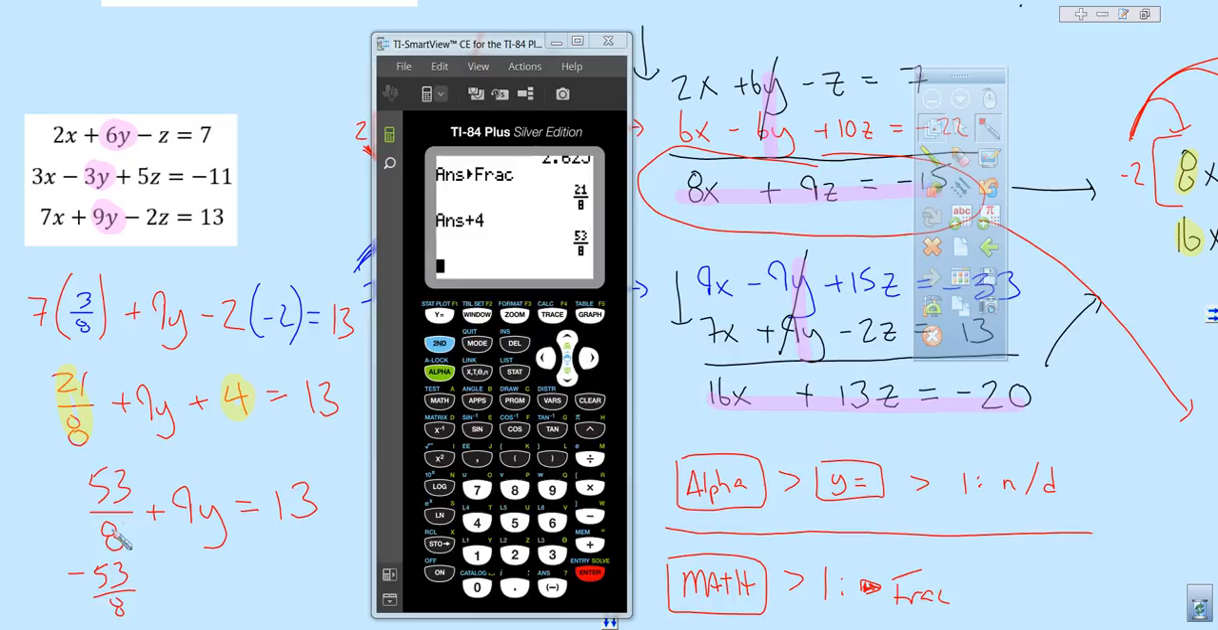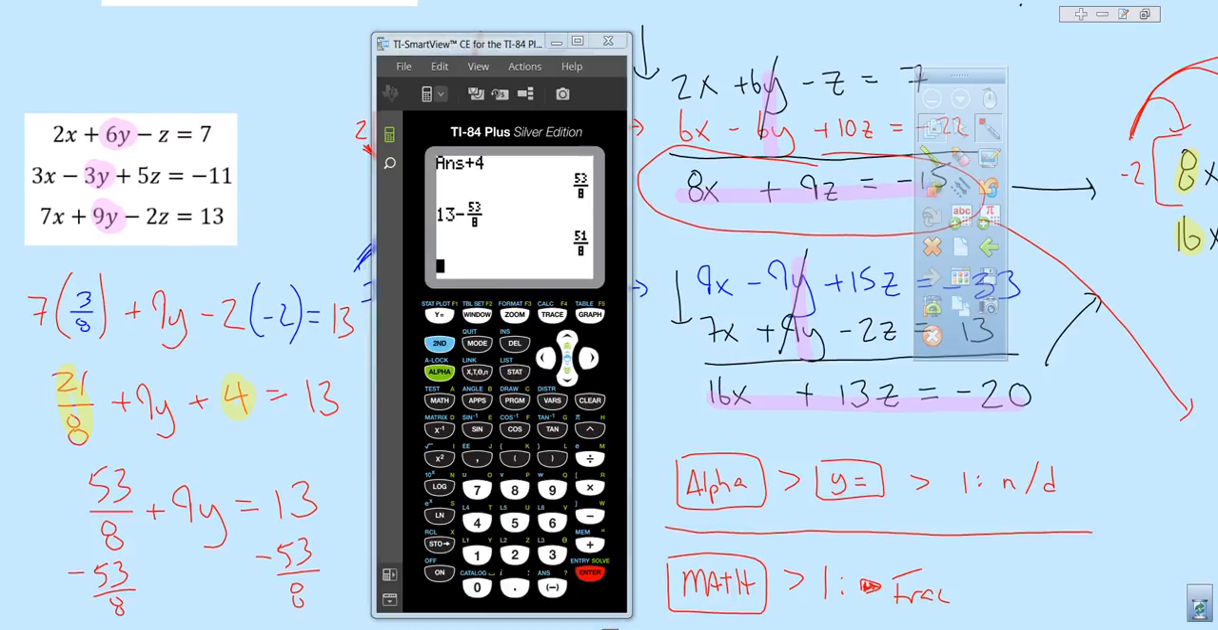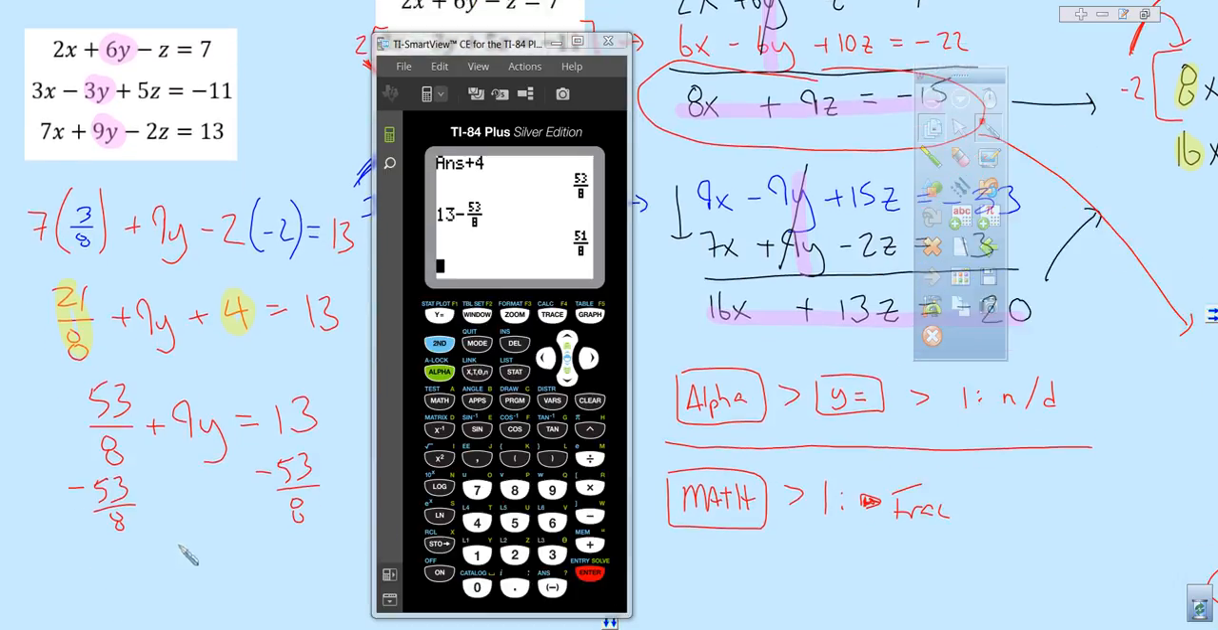It's positive. The inverse of being a positive is a negative, or subtraction. So I need to subtract 53 over 8 from both sides. This is cool also because if I have a TI-84, I can just say 13 minus, and then up arrow, press enter, and grab that. Press enter, and it kicks out my answer for me. So if you did that, those would cancel, and you get 9y is equal to 51 over 8.